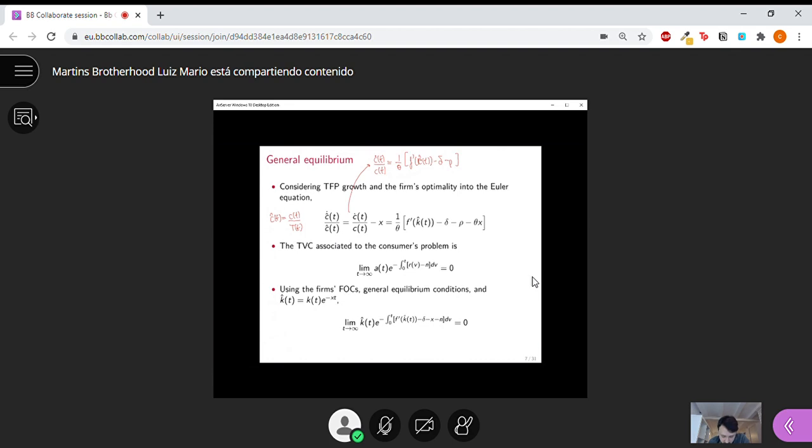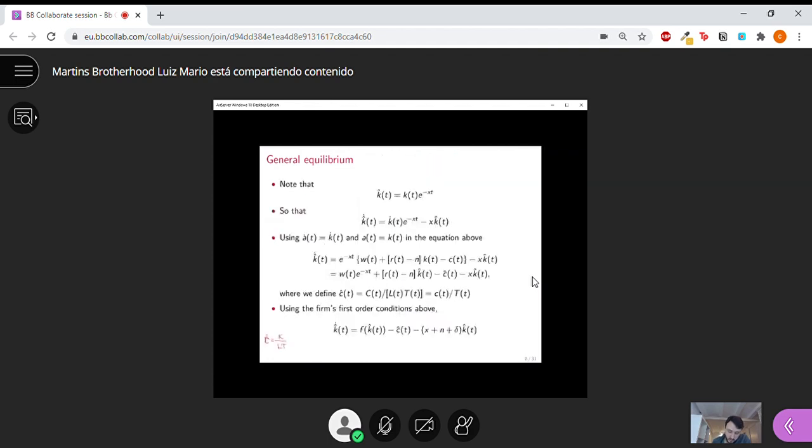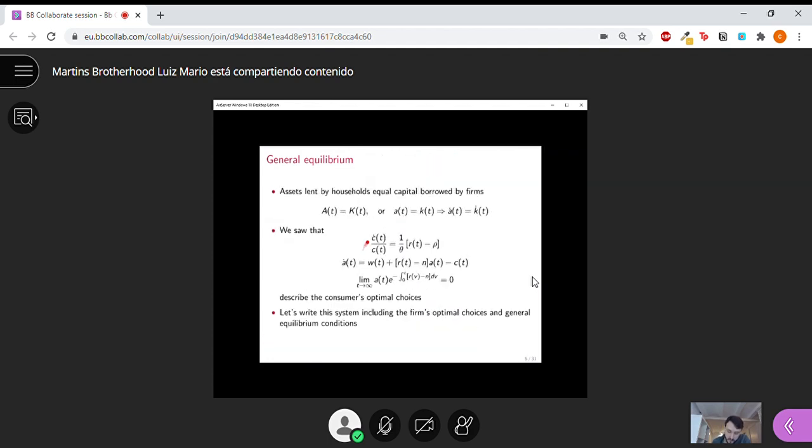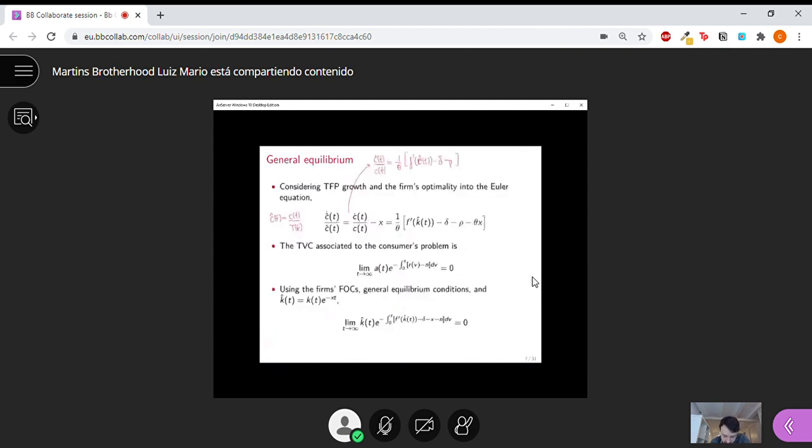So we are trying to transform these three equations in general equilibrium, in terms of the aggregate economy and with the optimality choices of the firm. So we also have the TVC. The TVC is this here, and we want to write it in terms of hat variables.